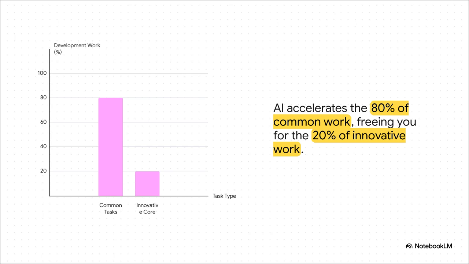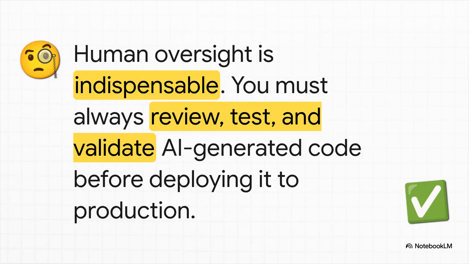Now, it is so important to stress that this doesn't replace the developer. In fact, human oversight becomes more critical than ever. Your expertise is what's needed to review, test, and validate everything the AI does. You become the architect, you become the security expert, and you are the final quality control. The AI is an incredibly powerful tool, but you are still the director.